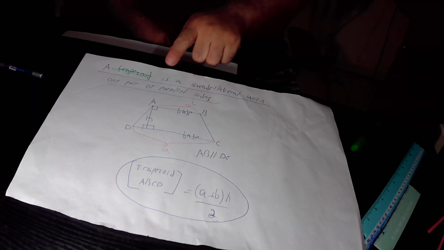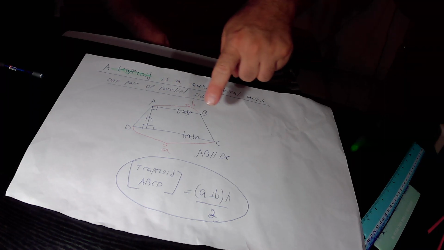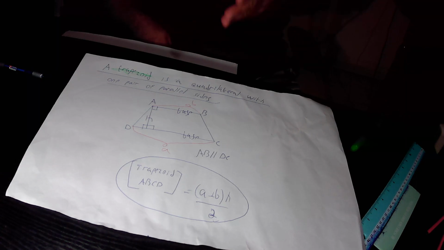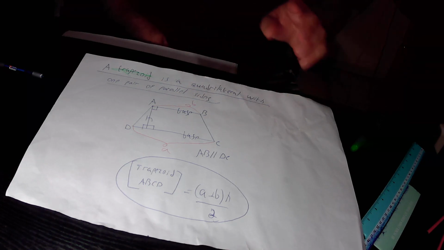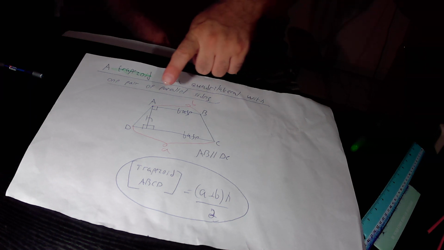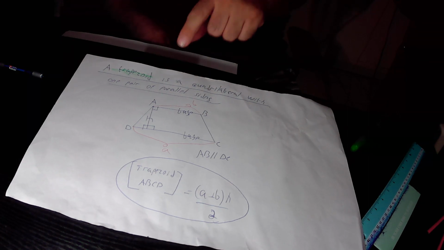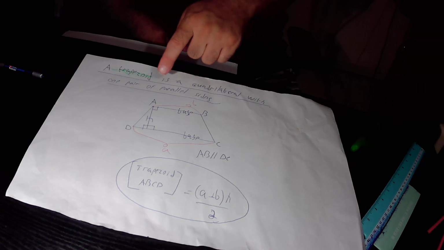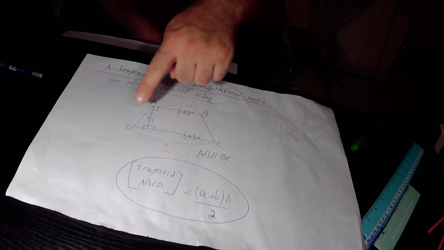So if we define the length of the base AB as B and the length of the base DC as A, then the area of this trapezoid ABCD will be equal to the sum of its two parallel bases, that is A plus B, times the height over 2. The height is at 90 degrees to the two parallel bases. You can see here that the height creates 90 degrees with the base AB, and the height also creates 90 degrees with the other base DC.